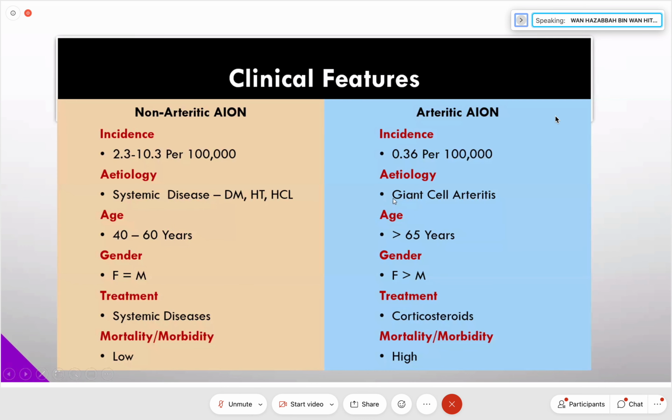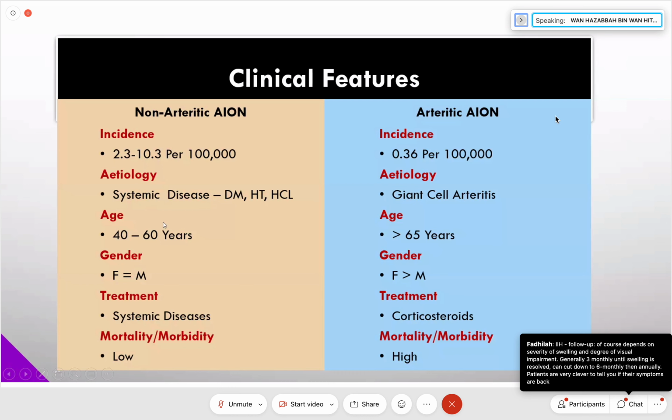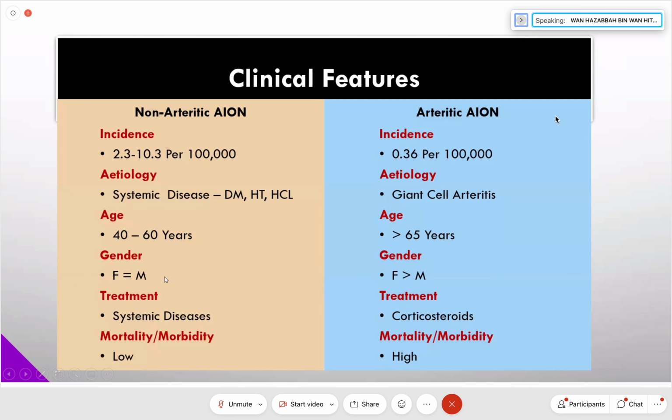For arthritic, it is more than 65 years old, elderly. So this one is considered adult and elderly, then this one is more in elderly. For non-arthritic, male and female are the same. Then for arthritic, female is more.